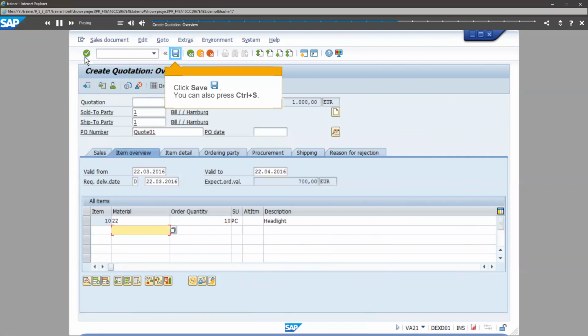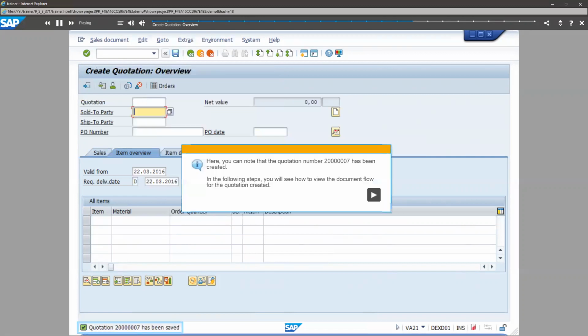Click Save. You can also press Ctrl+S. Here, you can note that the quotation number 2000007 has been created. In the following steps, you will see how to view the document flow for the quotation created.